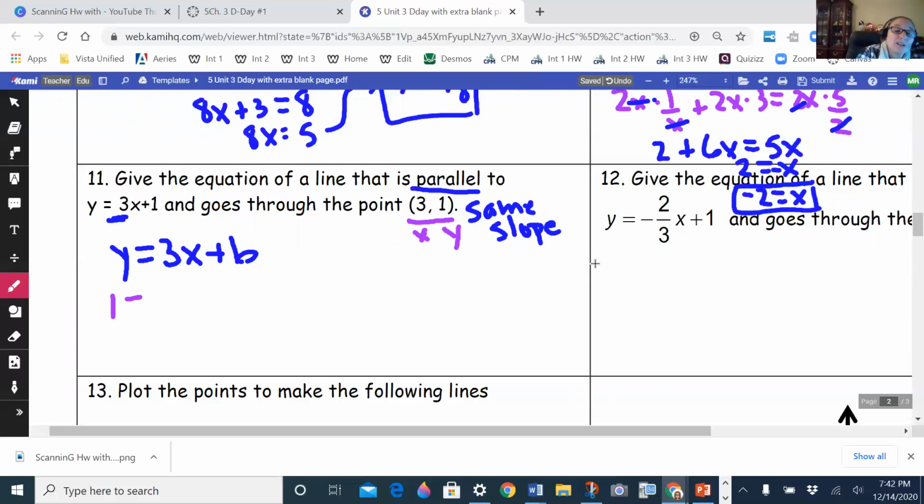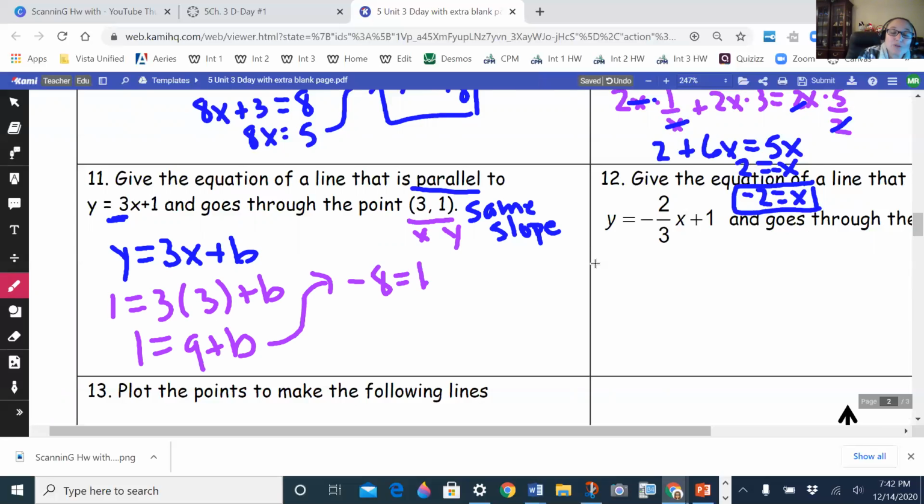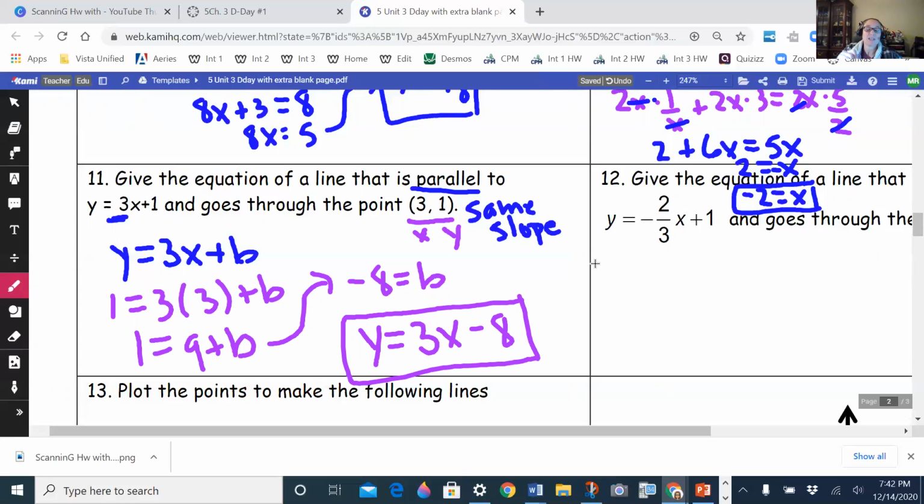So I'm going to go 1 equals 3 times 3 plus b. Again, I'm putting the 3 right here for my x and the 1 right here for my y. So I get 1 is equal to 9 plus b. When I subtract 9 from both sides, I get negative 8 is equal to b. So my equation is y equals 3x minus 8. Okay, so the slope is the same, but my y-intercept became different. And again, you need to plug in the point that they give for your x and your y.